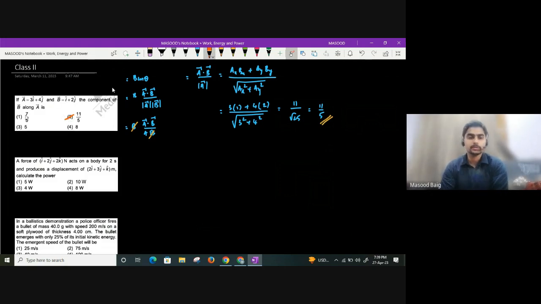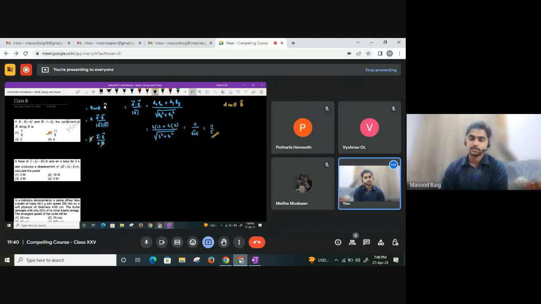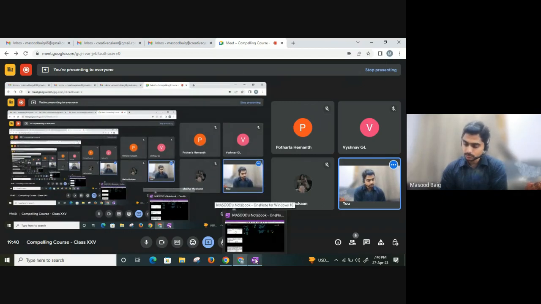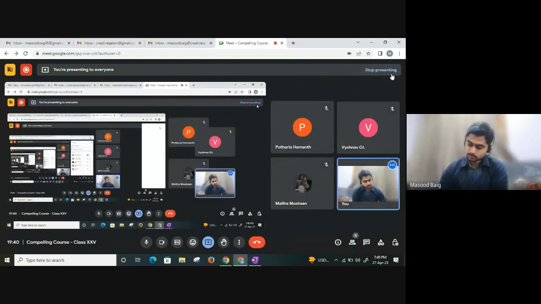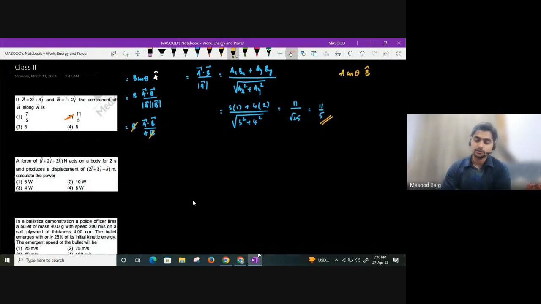Component of B bar along A bar will be B cos theta. And if they are also asking direction, because it is along A bar, I will write A cap as the direction. Suppose if they are asking you component of A bar along B bar, then what would the answer be? Component of A bar along B bar will be A cos theta in magnitude. Because it is along B bar, you will write the unit vector as B cap. Clear? Understood? Yes or no? Is that clear? That is how we find component of A bar along B bar or B bar along A bar.